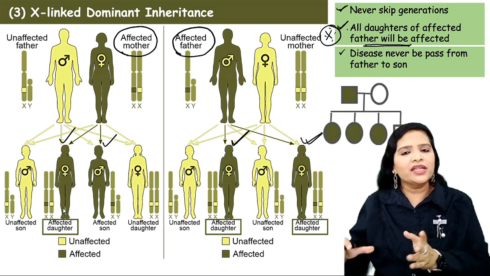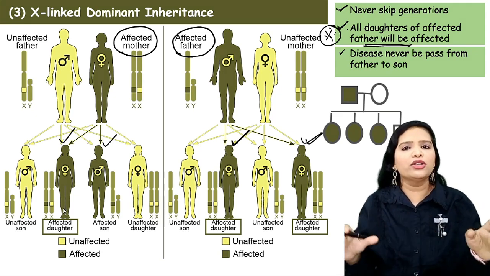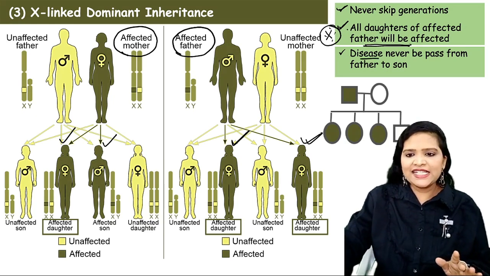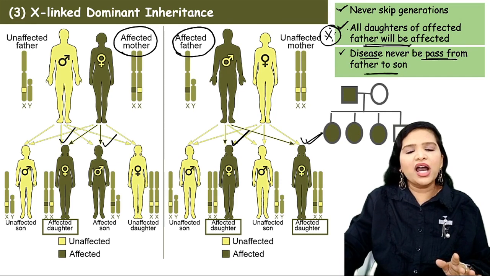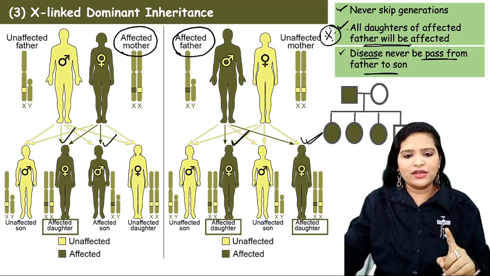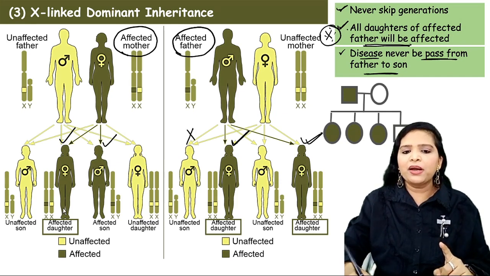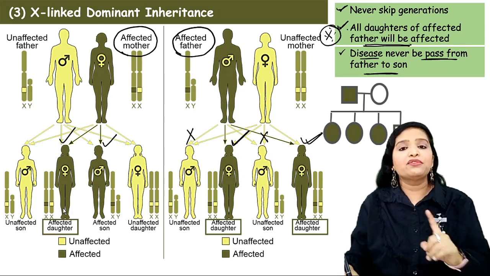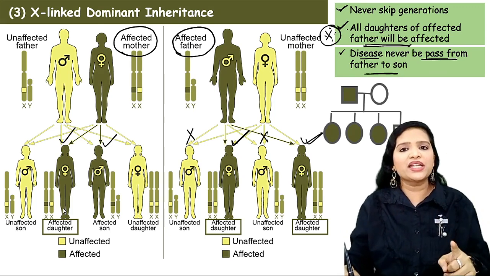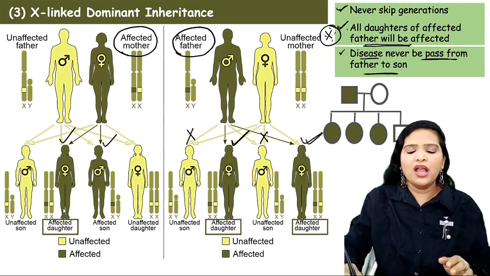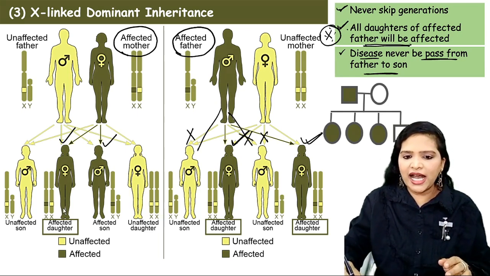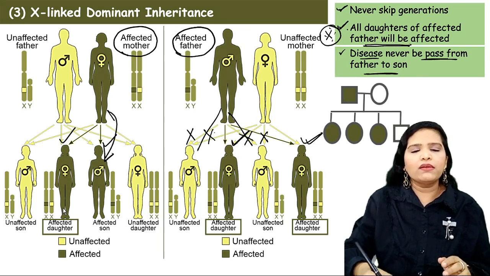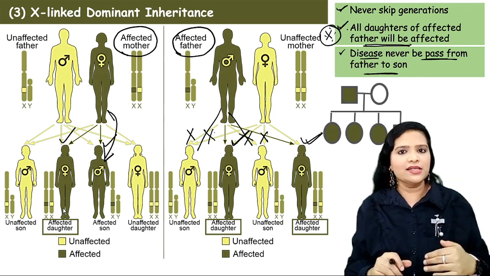So how many daughters is the father producing? All the daughters will be affected. All the girls will be affected. Okay. Disease never passes from father to son. This is also another rule. Males will not be affected from the father. If the father is affected, the disease will not be passed from the father to son. This will not occur. Only if the mother is affected, the disease spreads from mother to the son.